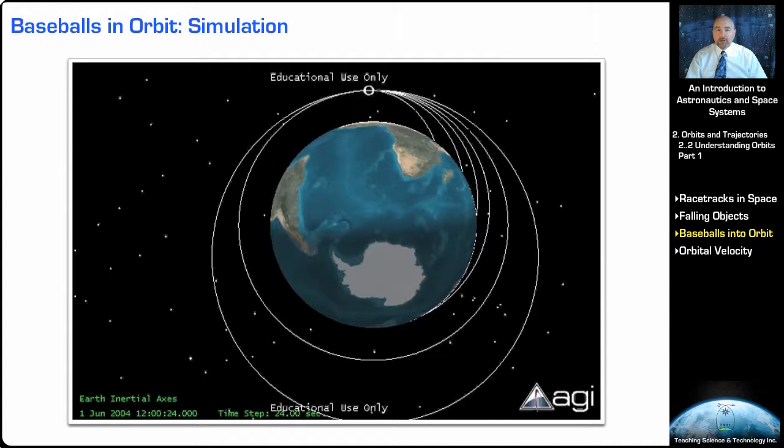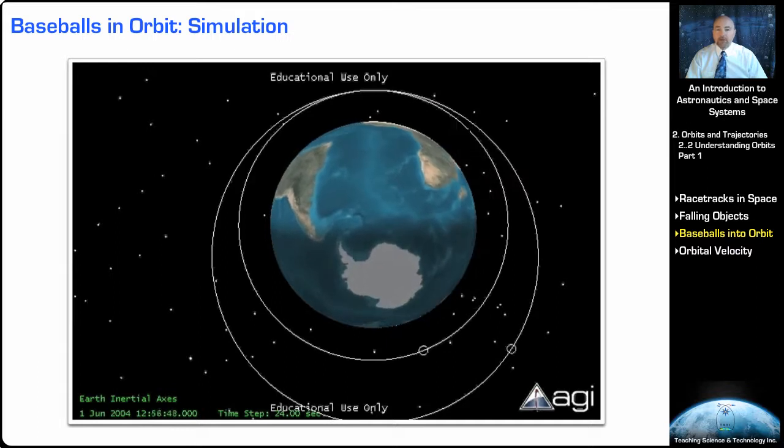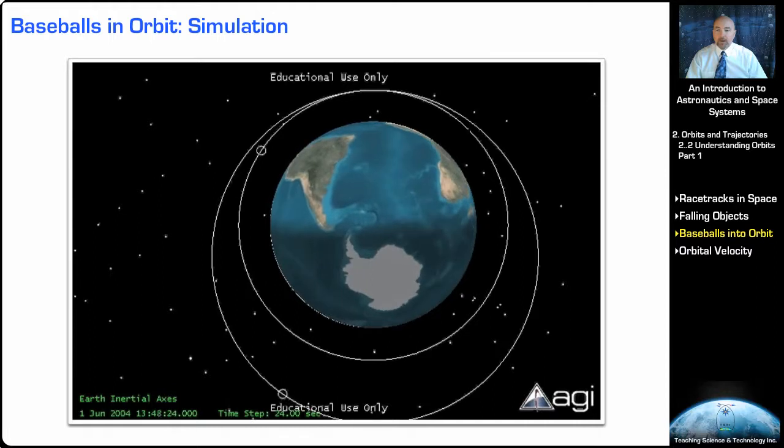As we start the simulation, we're going to launch 6 baseballs at 6 different velocities. 4 are too slow to enter orbit and impact the Earth at some distance downrange, depending on their initial velocity. However, 1 ball has just the right velocity to enter a perfectly circular orbit. The last baseball is launched a bit faster, so it enters an elliptical orbit.